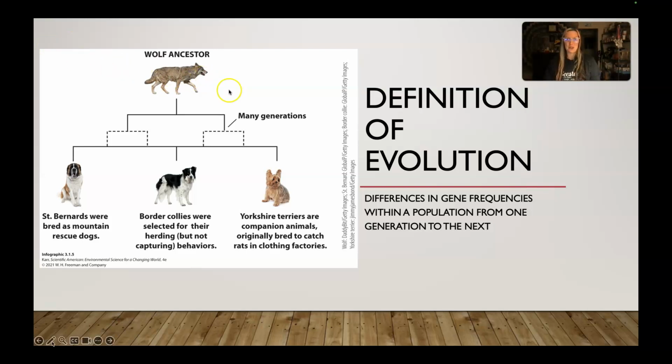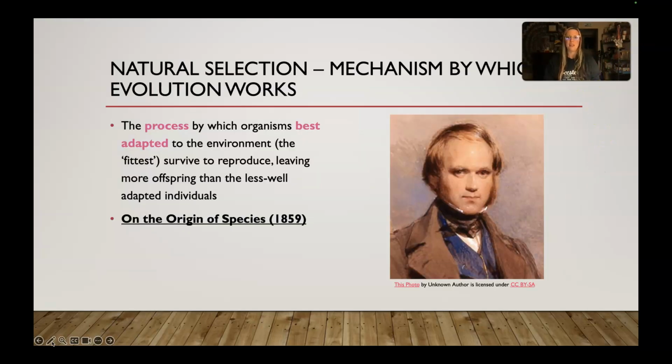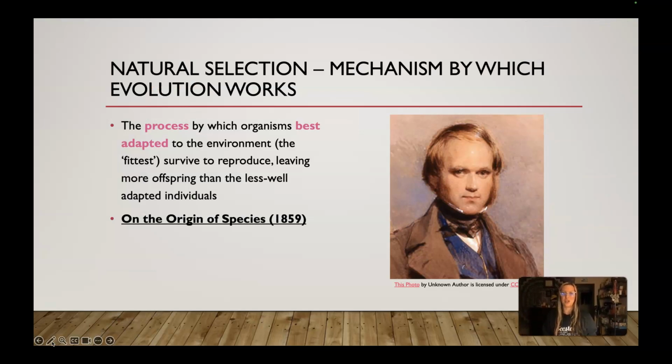So you may know this already, but if we're talking about evolution and natural selection, we have to bring up the human that decided to come up with this theory of natural selection. And really, this is just the mechanism by which evolution works, right? So this is the process where organisms that are best adapted to the environment, quote unquote, the fittest, survive to reproduce, which leaves more offspring than the less well adapted individuals. So you've probably heard of the term survival of the fittest, pretty much the same idea.